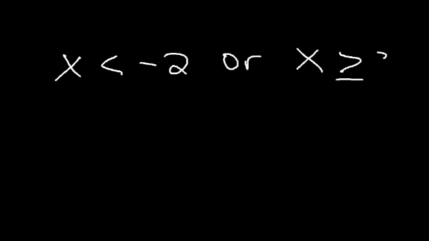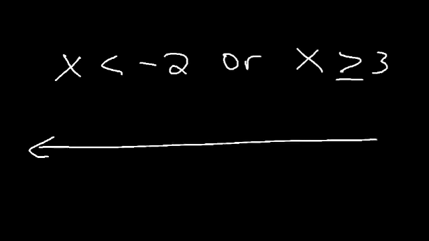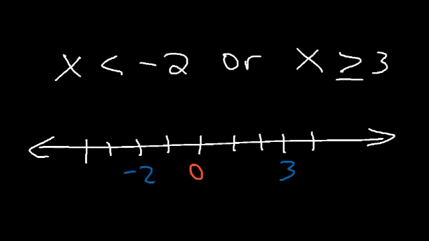Try this one. Let's say x is less than -2 or x is greater than or equal to 3. How would you plot it on a number line? So the points of interest are -2 and 3. At -2 we have an open circle, and since x is less than -2 we need to shade to the left side. So it looks like this. And x is equal to or greater than 3, so we have a closed circle at 3.